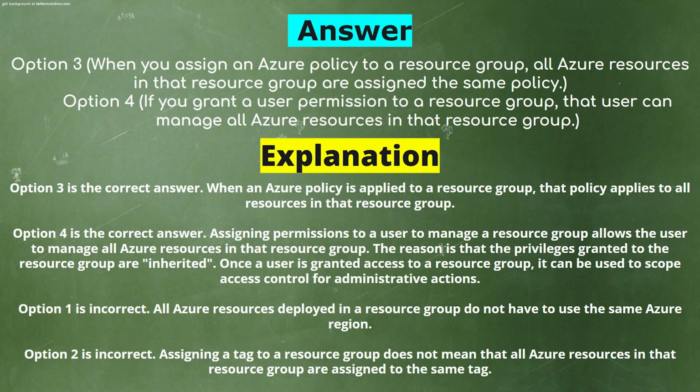Option 4 is the correct answer. Assigning permissions to a user to manage a resource group allows the user to manage all Azure resources in that resource group. The reason is that the privileges granted to the resource group are inherited. Once a user is granted access to a resource group, it can be used to scope access control for administrative actions. Option 1 is incorrect. All Azure resources deployed in a resource group do not have to use the same Azure region. Option 2 is incorrect. Assigning a tag to a resource group does not mean that all Azure resources in that resource group are assigned the same tag.